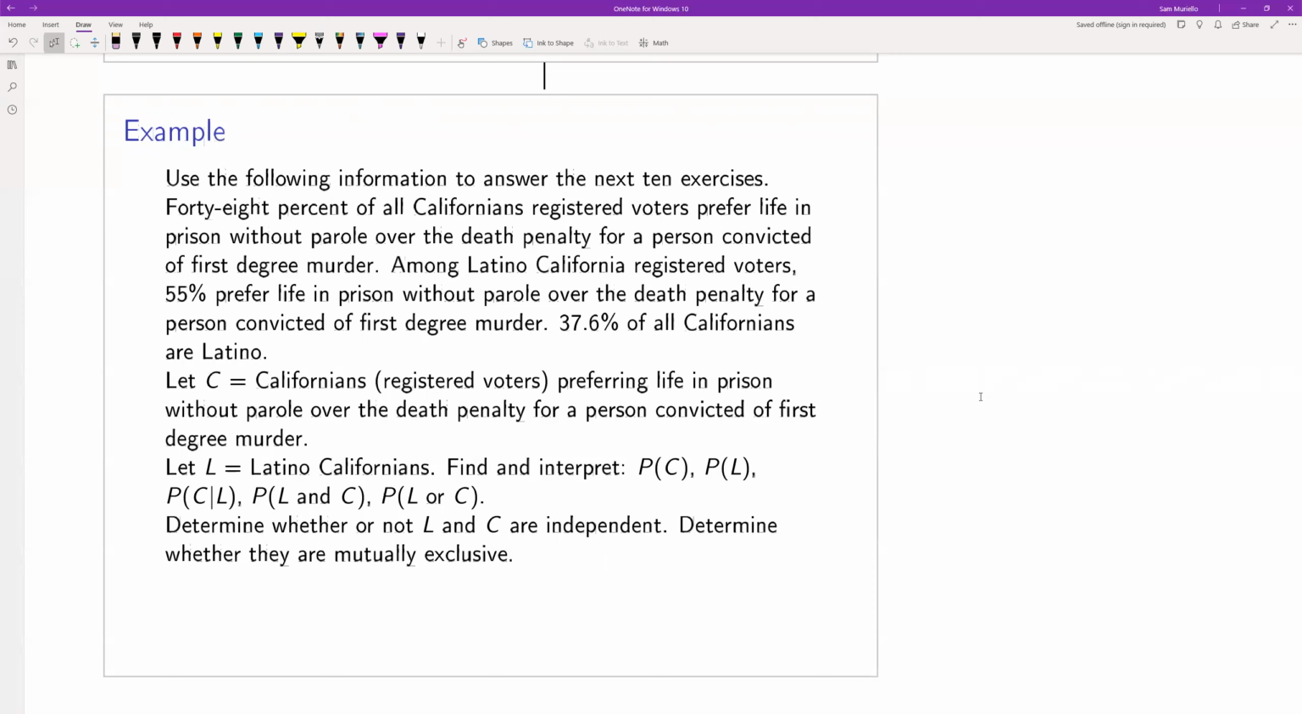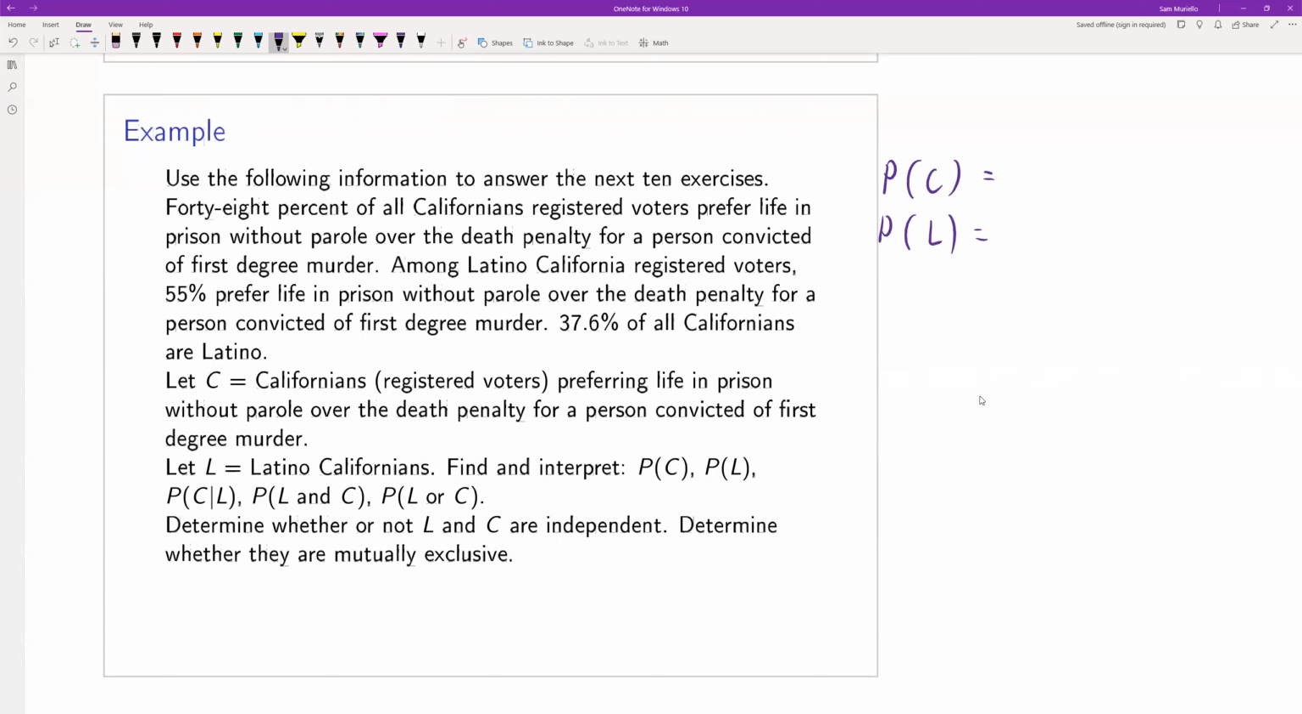Now we're going to find and interpret all of these different pieces. And then the same problem as last time, we're going to figure out, are these events mutually exclusive? And are they independent? So first, let's fill in the different pieces. P of C, P of L, those should be easy. We can find them in our problem.